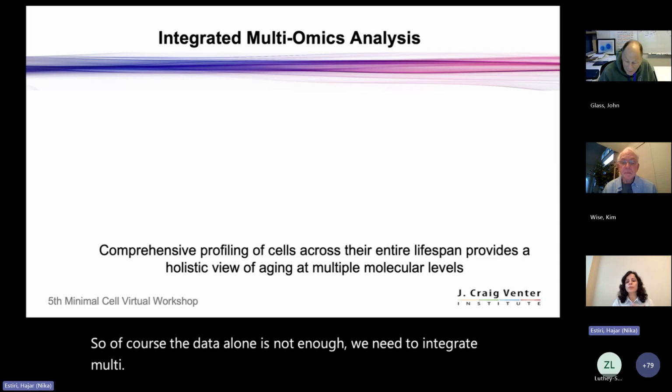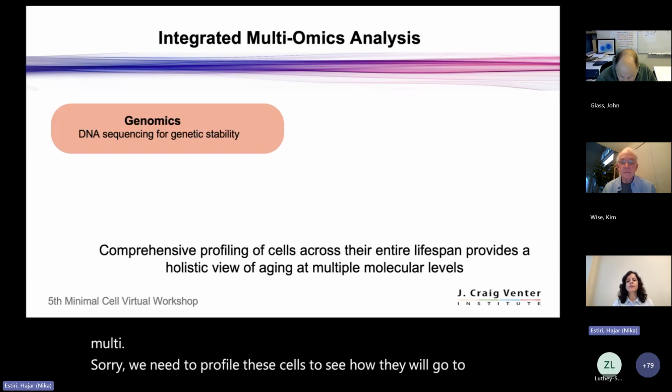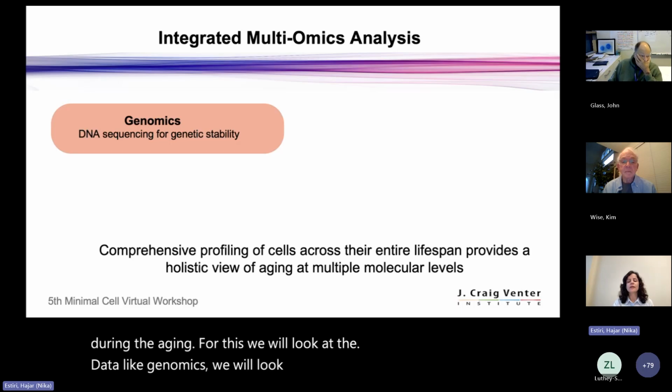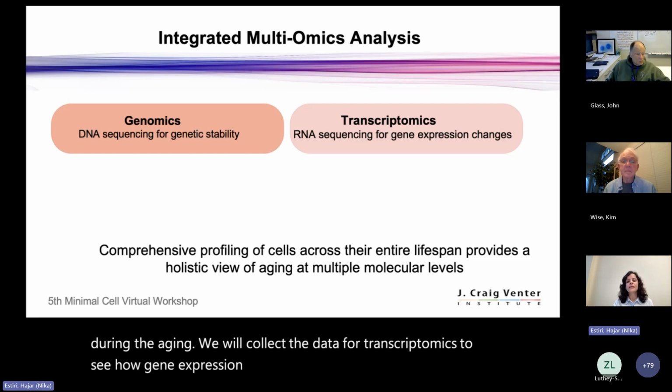We need to profile these cells to see how they will change during aging. For this, we will look at genomics data, the mutation of the genome during aging. We will collect transcriptomics data to see how gene expression drifts during senescence.